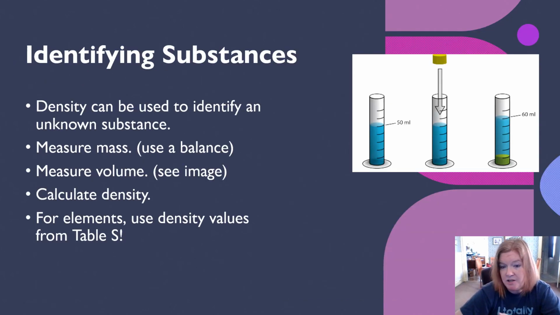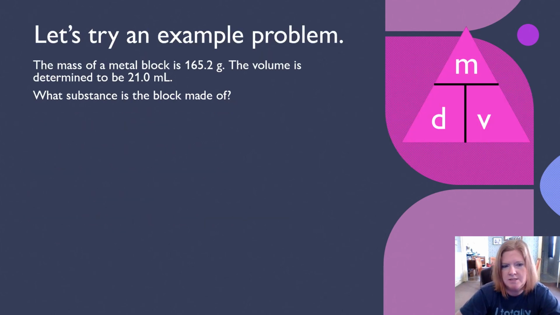For density, because it is a physical property, you can actually use the density to identify an unknown substance. So you can measure the mass using a balance. You can measure the volume by seeing how much volume it displaces, as a lot of times you'll be given something that has an irregular shape. Then you can calculate the density. And so for elements, we can use the density values on table S to figure out what actually the sample was made of. So here's an example problem.